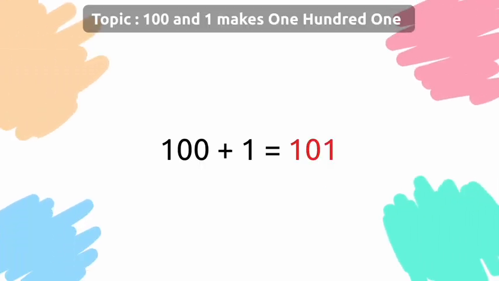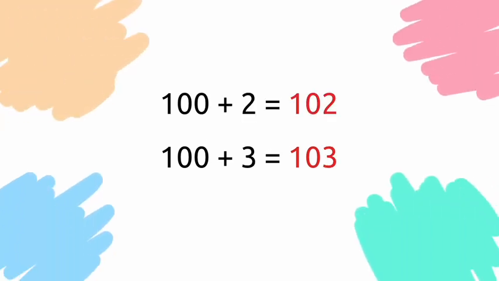Next topic, 101 makes 101. Now let's add just one more to 100. 100 plus one more makes 101. That is 101. You can keep counting more. 100 plus 2 is 102. 100 plus 3 is 103. So simple and so fun.